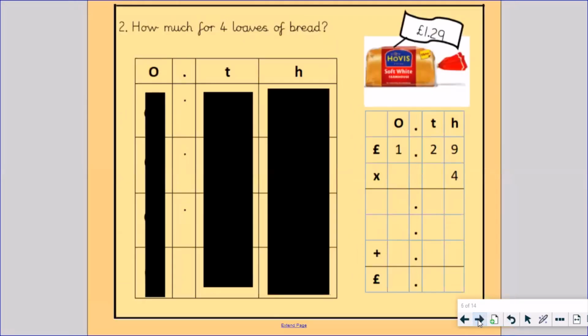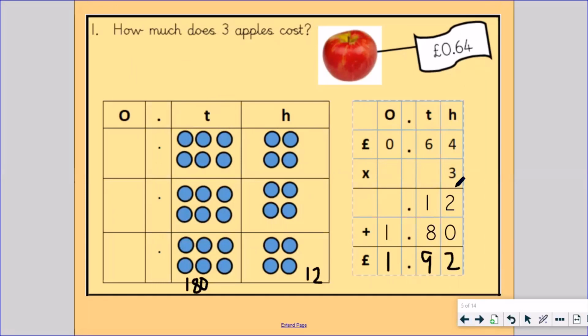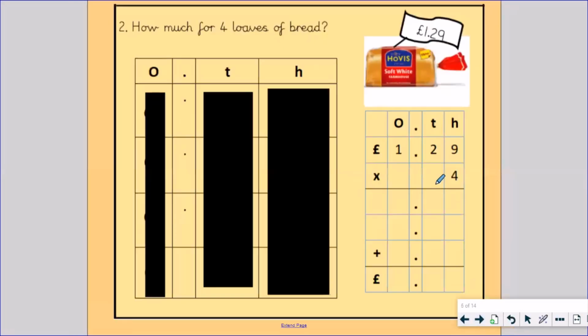Sometimes it gets a little bit more complicated than that. So you can see here we've just got the 2 numbers that I had to multiply. Over here I've got 3 numbers that I need to multiply. Okay, so what do I do then? Well, again, so what's the question? How much for 4 loaves of bread if each costs £1.29?